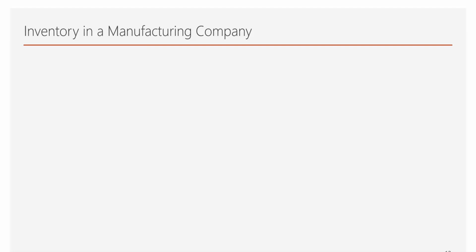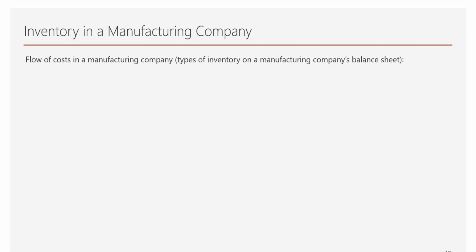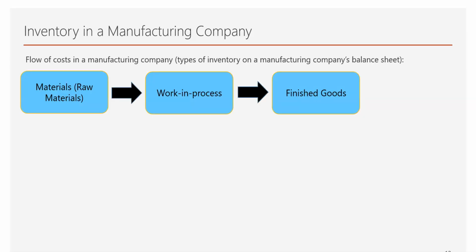So let's take a look at inventory in a manufacturing company. Now, the flow of costs in a manufacturing company through the different types of inventory on the manufacturer's balance sheet, we're going to have raw materials or materials. Some companies call it just materials, some companies call it raw materials. Then we have another inventory called work in process, and then finally finished goods. The raw materials here, what are raw materials, or what are materials? These are materials that we buy from outside people, from outside companies, from outside manufacturers, and we purchase them for the intent of converting them into finished goods.